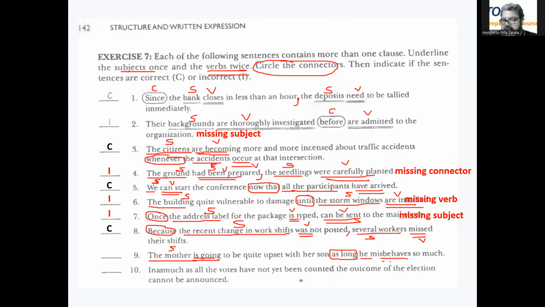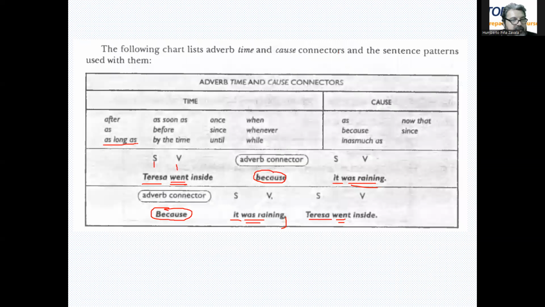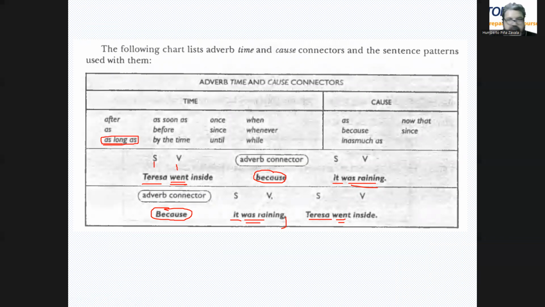The mother, subject, is going to be quite upset with her son as long he misbehaves so much. My subject, verb, subject, verb. This will be incorrect because it's as long as. Right, is there a wrong connector? If we go back to it, it says as long as, not as long.